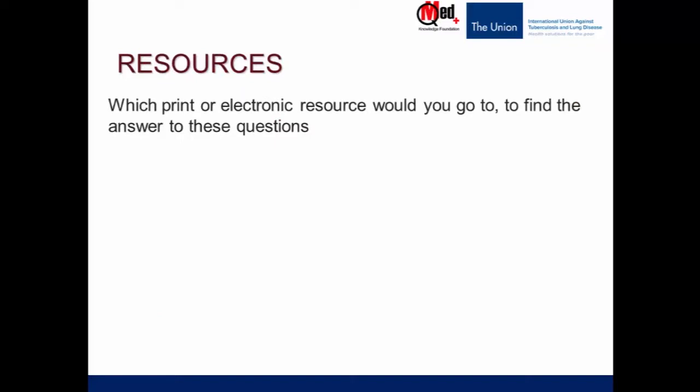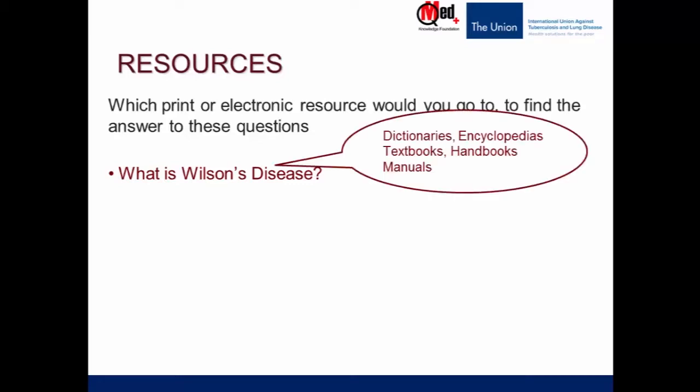Let's understand the myriad resources available. So, if we had to answer those questions with print or electronic resources, which resource would we go to? For the first question, what is Wilson's disease? We would go to all the basic resources which we have really used right from our school days to our undergraduate degree days: dictionaries, encyclopedias, textbooks, and so on.